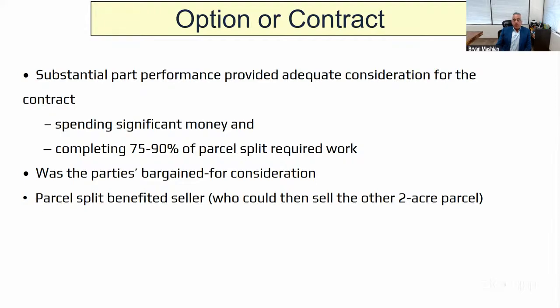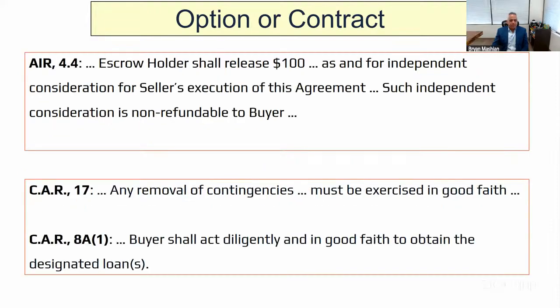In other words, when the buyer spent money and completed about 75 to 90% of the lot split work that was what the parties bargained for, that created the consideration that made it a legally valid binding contract. The court said that this contract, which may have been unenforceable at the beginning, became enforceable by virtue of the buyer performing the bargained-for consideration, and the buyer prevailed in that case. So the result of that is, I think, if you go to the next slide, please.